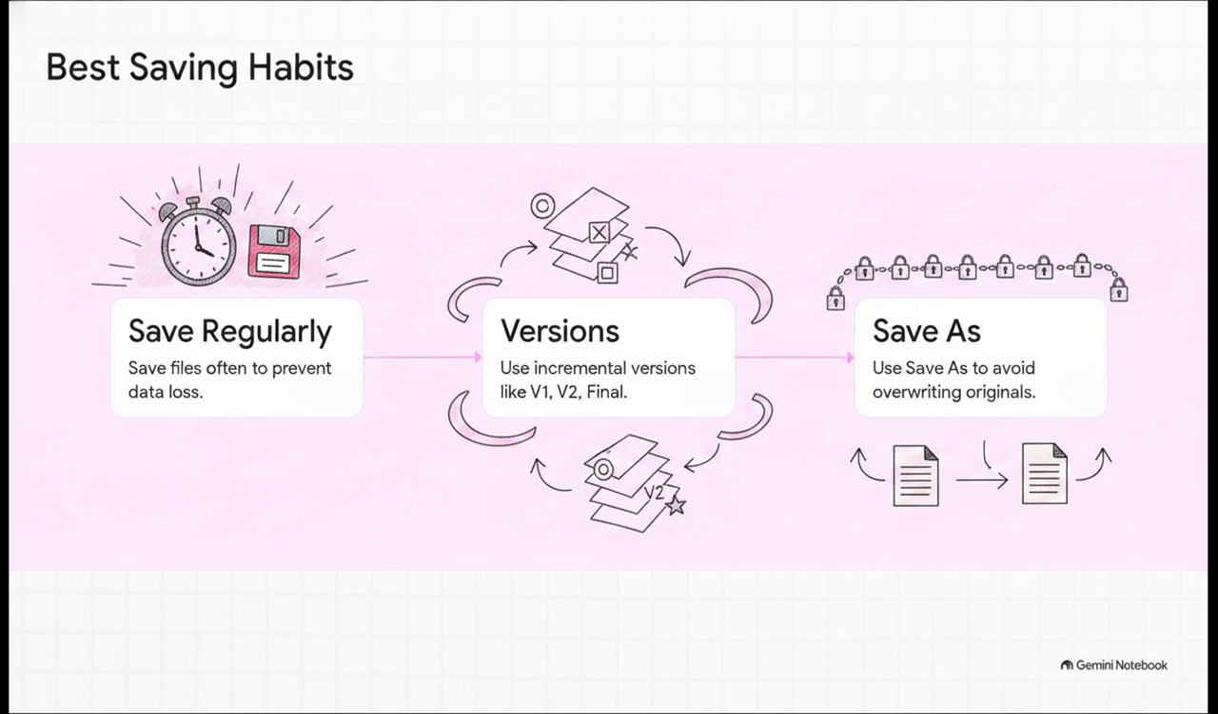But step 2 is where the pros really separate from the amateurs. Use incremental versions. Tag your files with V1, V2, or Final so you can always step back to previous work if you need to. And step 3, I highly recommend using the Save As function to create these new versions. That way, you never accidentally overwrite your original baseline files.